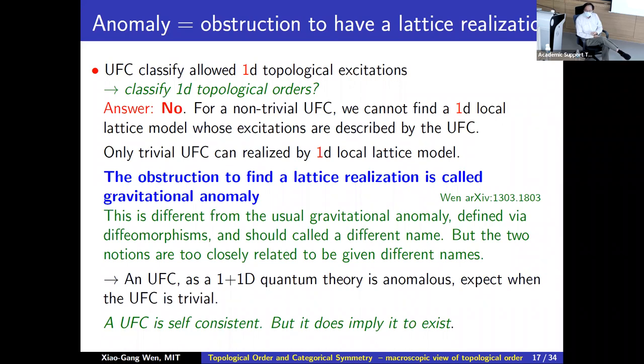So is there a possibility to realize a non-trivial UFC on the boundary of higher dimensions? Yeah, that's the next slide.